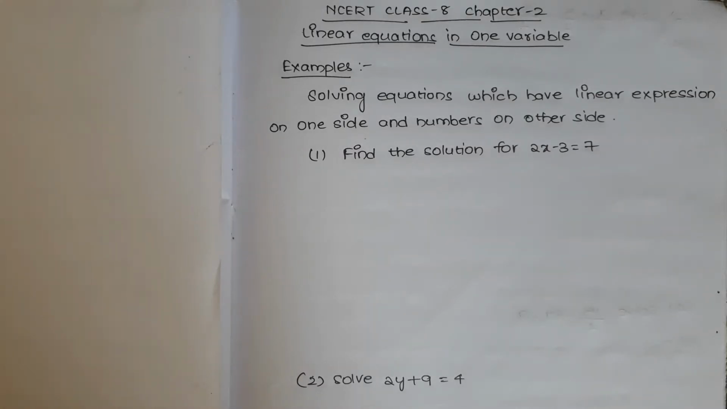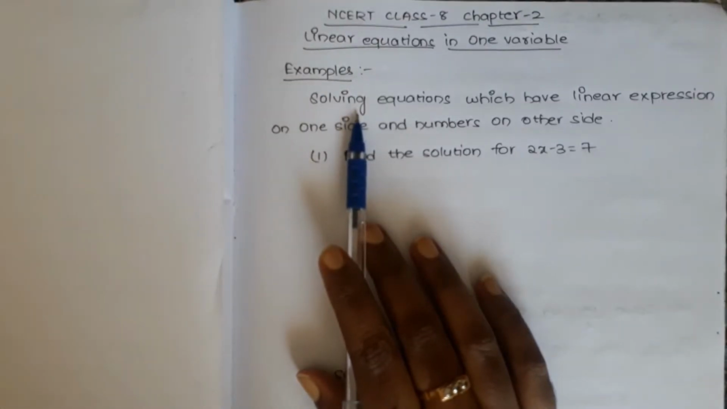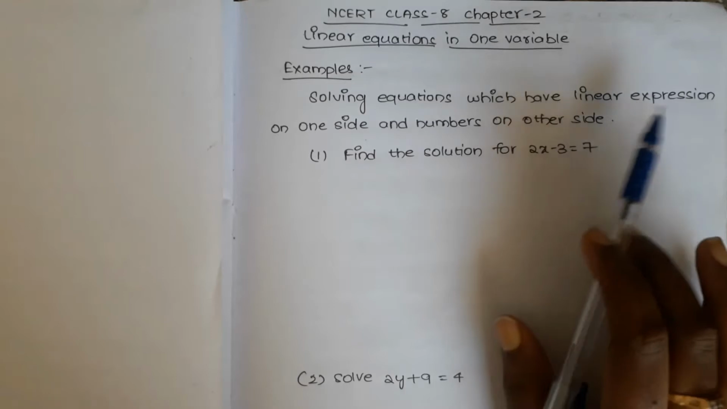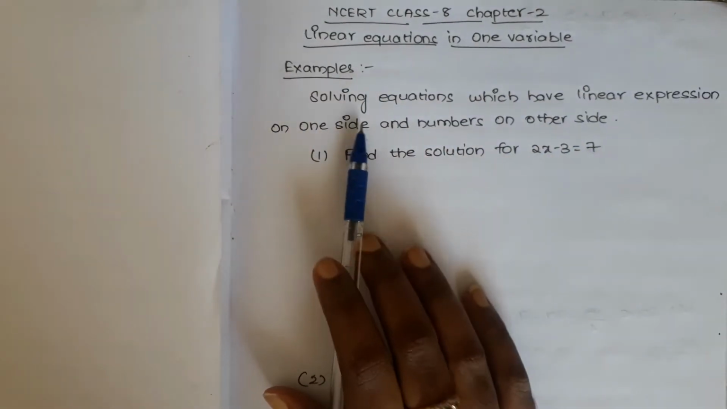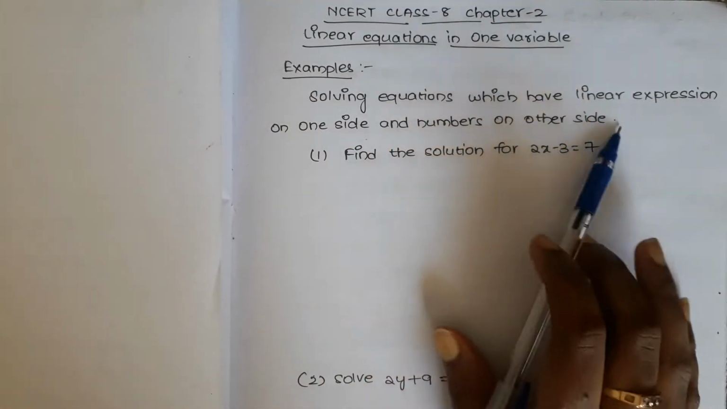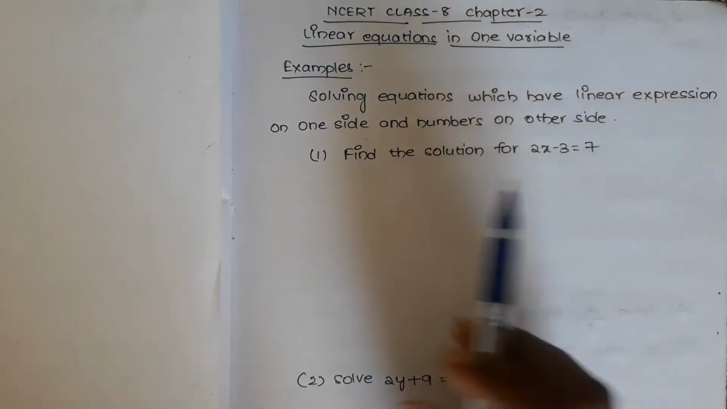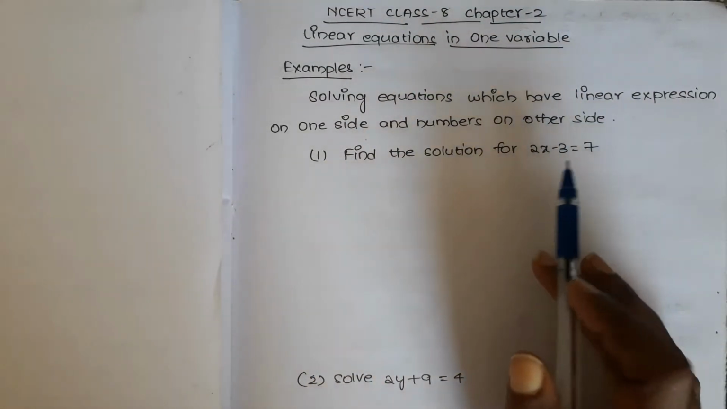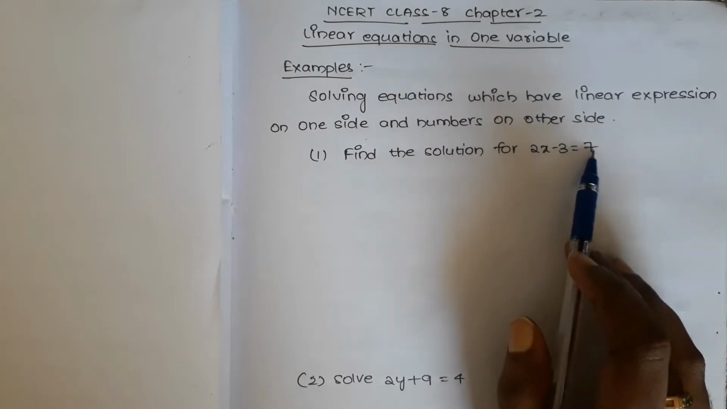In this video, we are going to discuss NCERT Class 8 Chapter 2 Linear Equation in One Variable. Today, let us discuss some of the examples in linear equation in one variable. Now let us see the first problem, that is solving equations which have a linear expression on one side and the numbers on the other side. Find the solution for 2x minus 3 equal to 7.